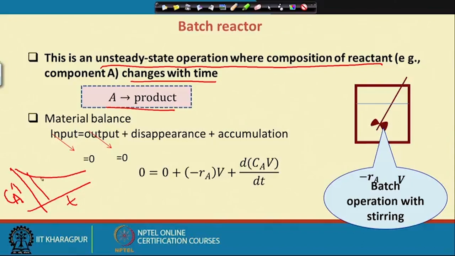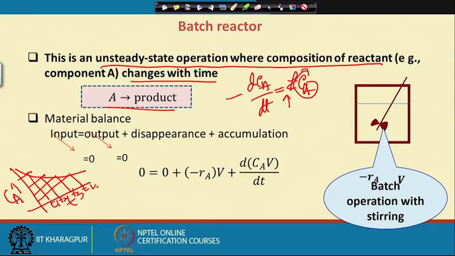So at different times you have different CA values. Now, if you have the rate equation, what is the rate equation? dCA by dt, am I right? Equal to K into CA, if you consider a first order reaction. Now K is constant, but as your CA value changes at different times, this is T1, this is T2, this is T3, this is T4.